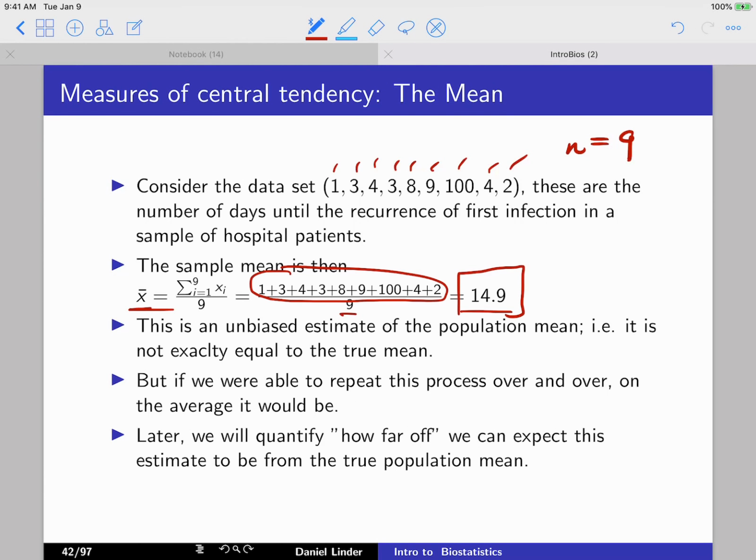Later on we're going to quantify just how far off we can expect this to be from the true population mean mu. So what's the level of uncertainty in this? How far is it off from mu? That's what statistics will help us do. So that's an example of how to calculate the mean. It's a really simple computation.